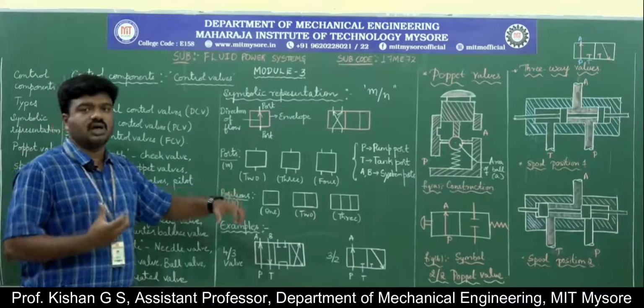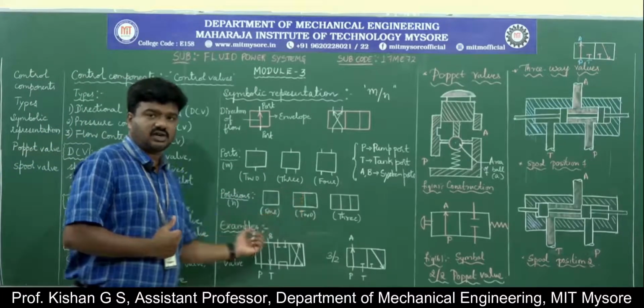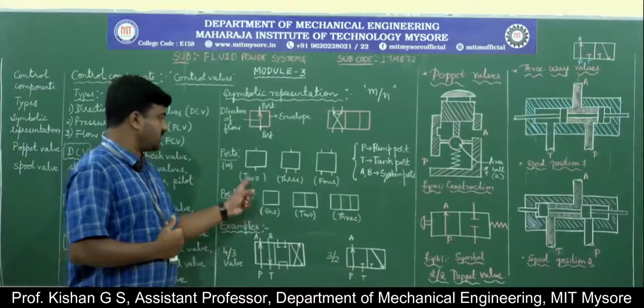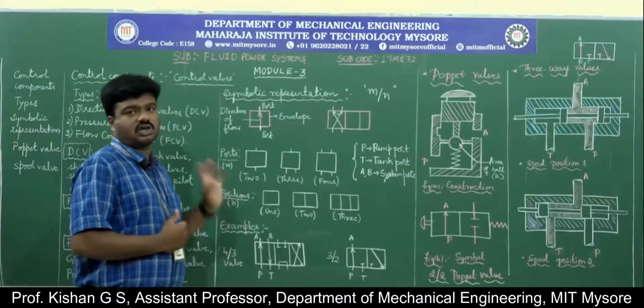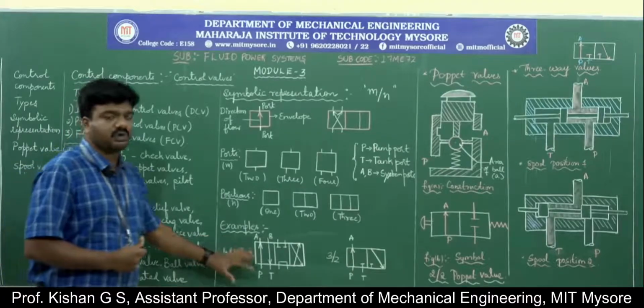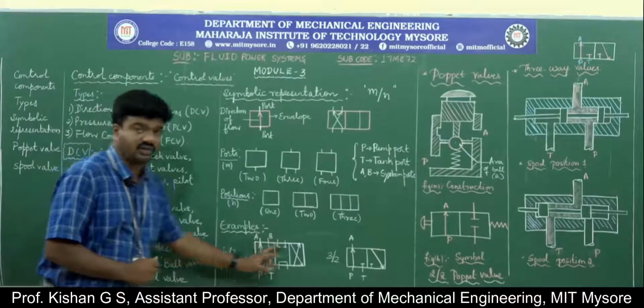So make it simple. Number of boxes represents N. Number of extended lines represents M. That is ports, and this is position. We have a simple example of 2 cases here. See, observe the figure carefully.